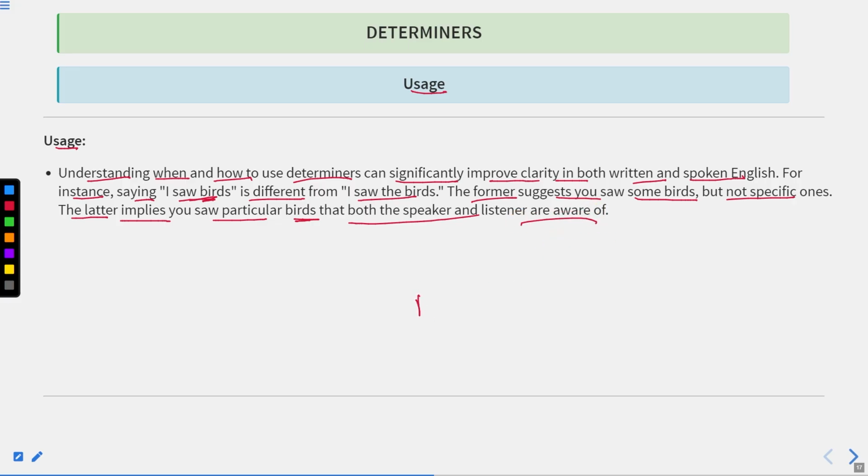For example, A asks B, did you see those birds which are white in color and they usually roam around in this area, or they usually fly across this river? B says, yes, of course, I saw the birds. It means he's talking about particular birds only. He's only referring to those birds which A was asking about. So this is actually the usage of determiners.